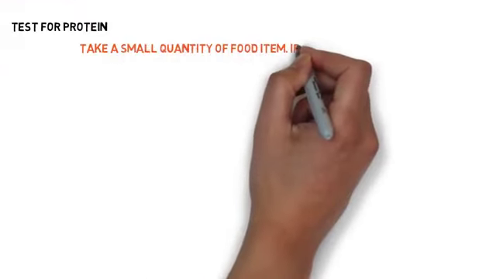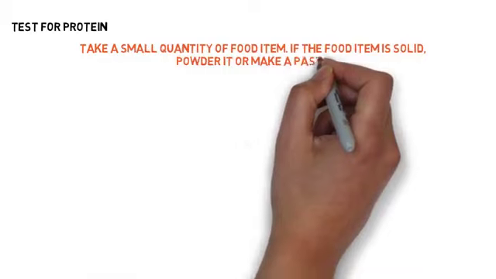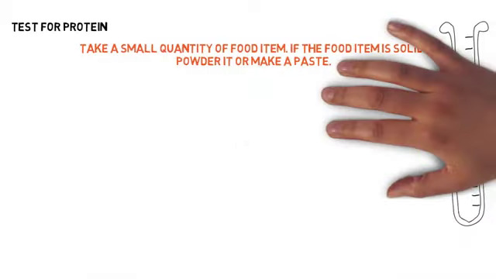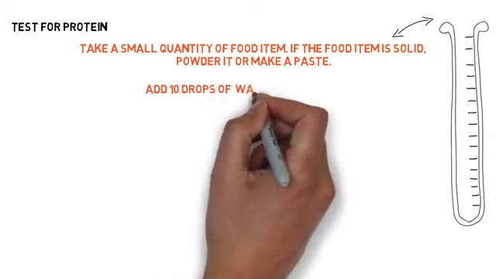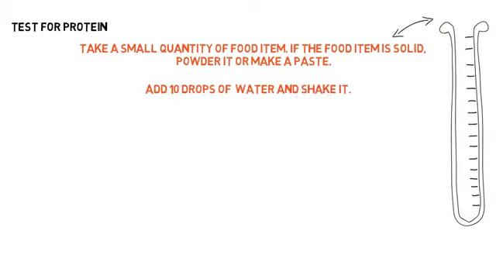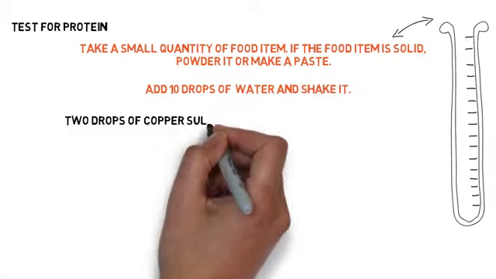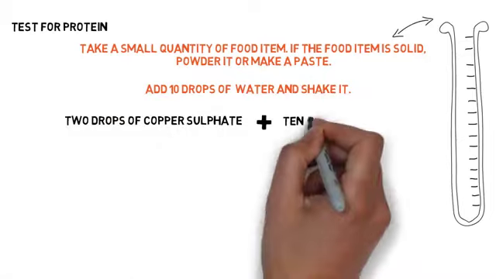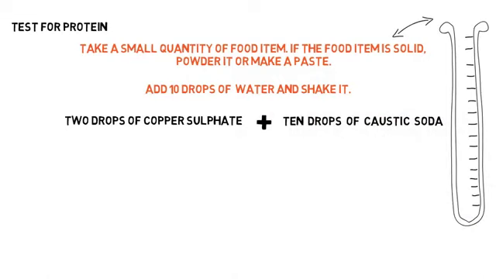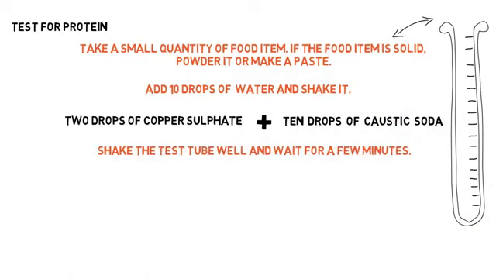Test for protein. Take a small quantity of food item. If the food item is solid, powder it or make a paste. Put a small quantity of the food item into a test tube. Add 10 drops of water and shake it. Now using a dropper, add 2 drops of solution of copper sulfate and 10 drops of solution of caustic soda to the test tube. Shake the test tube well and wait for a few minutes.